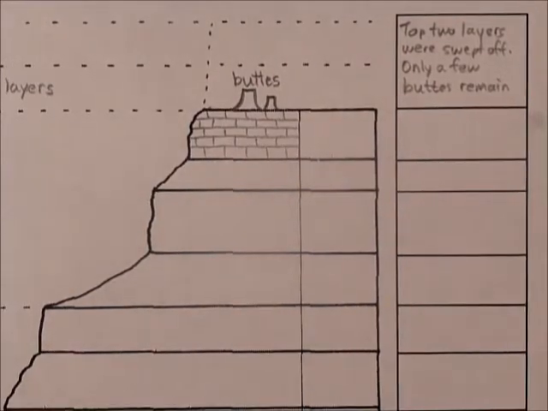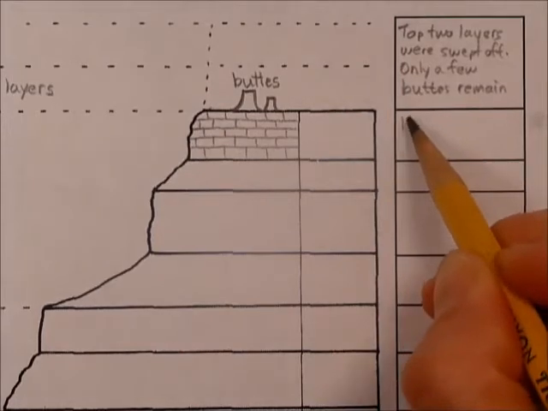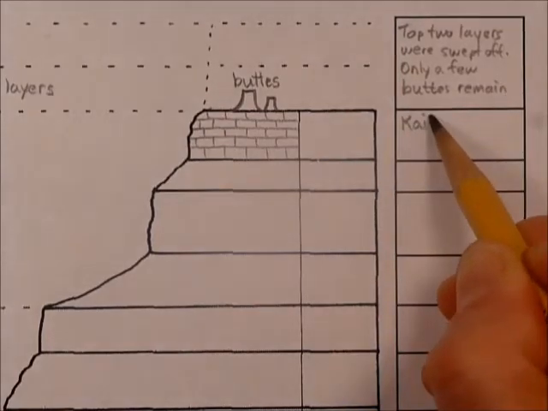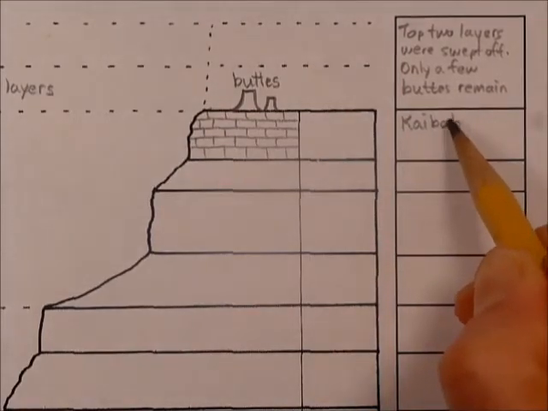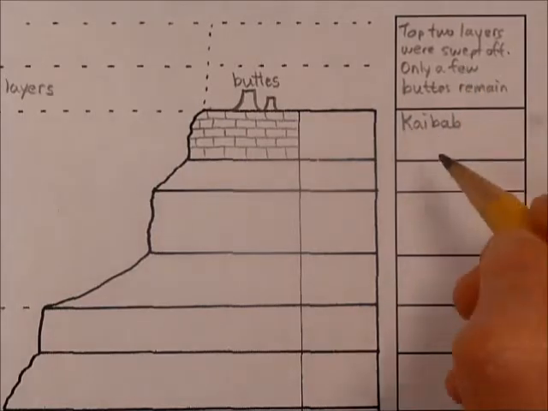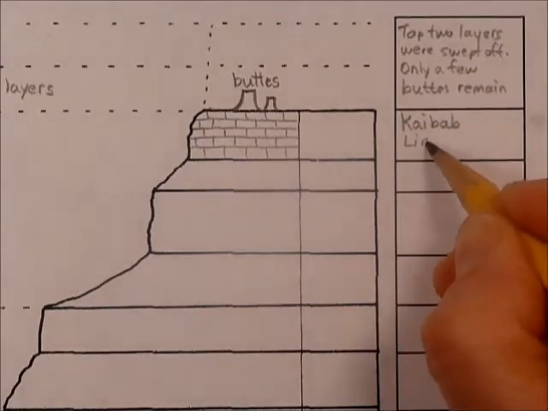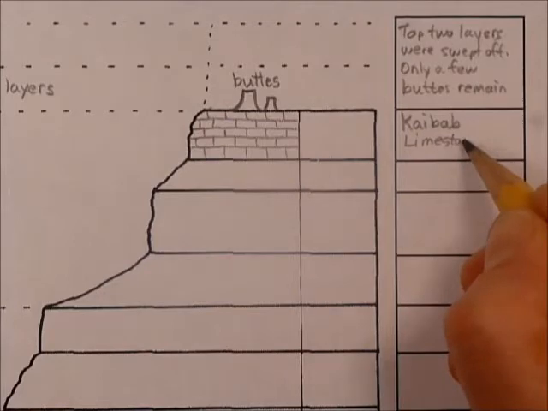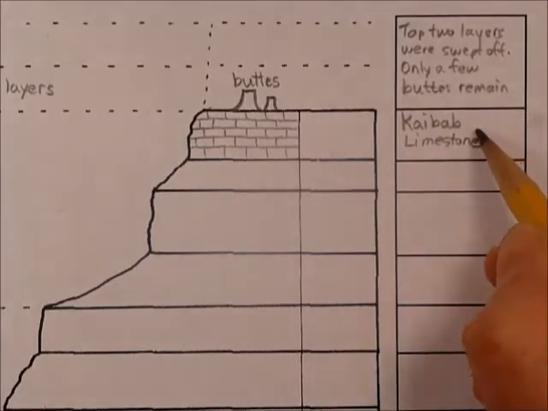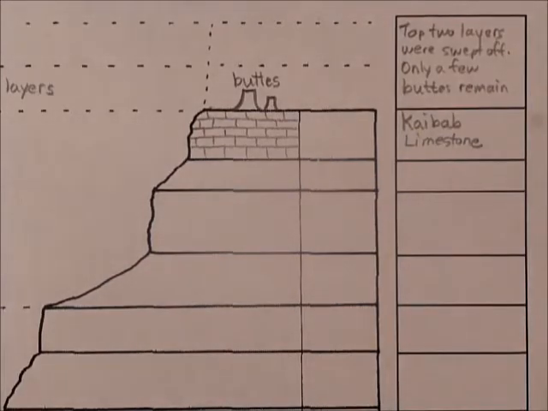And let's write its name over here. K-A-I-B-A-B, Kaibab limestone. And if you want to abbreviate limestone, you can just put LM period if you don't want to write it out. And then we'll come back and add the fossils later. Let's just do this for right now.